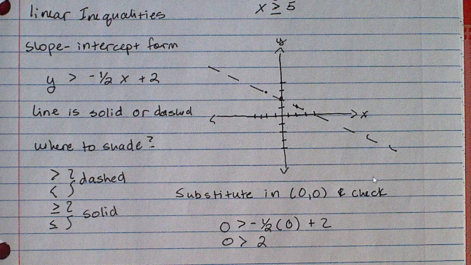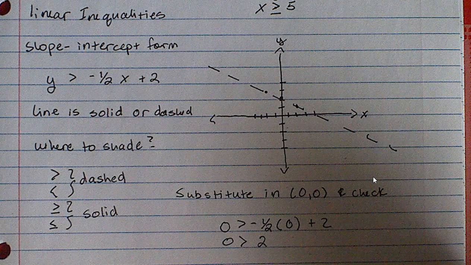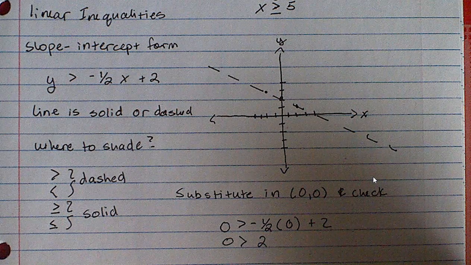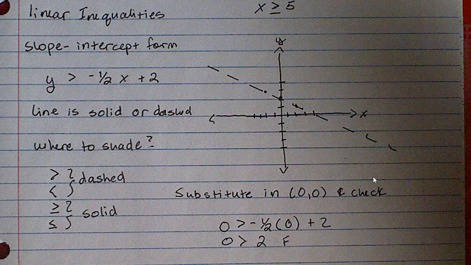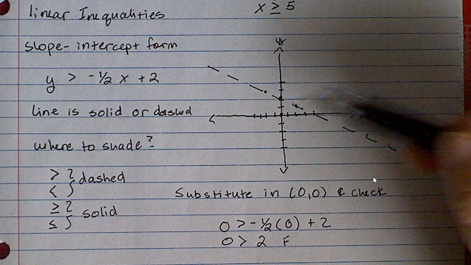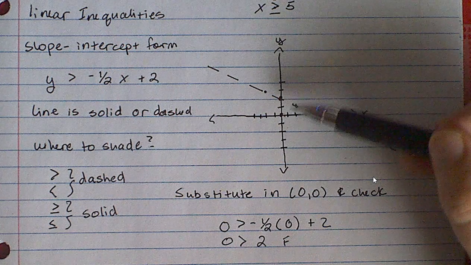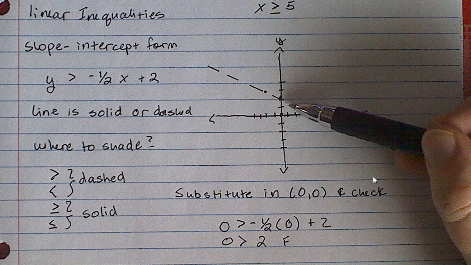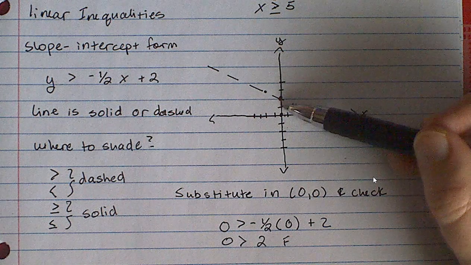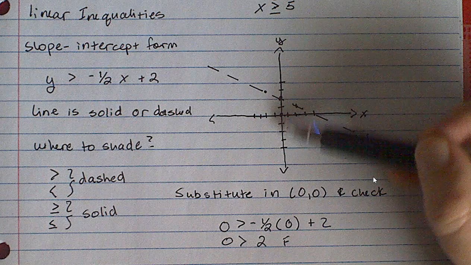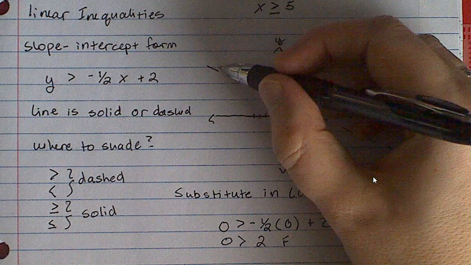Is that true or is that false? True. It's true, Elijah, that 0 is greater than 2? You sure? He needs to go back to No. So this is false. Now, 0, 0 is right here. Okay? And if 0, 0 is not true for this equation, then that means I don't shade where 0, 0 is. Now, if 0, 0 isn't shaded, then where do I shade? On the other side, on the top. So I'm going to just shade up here.